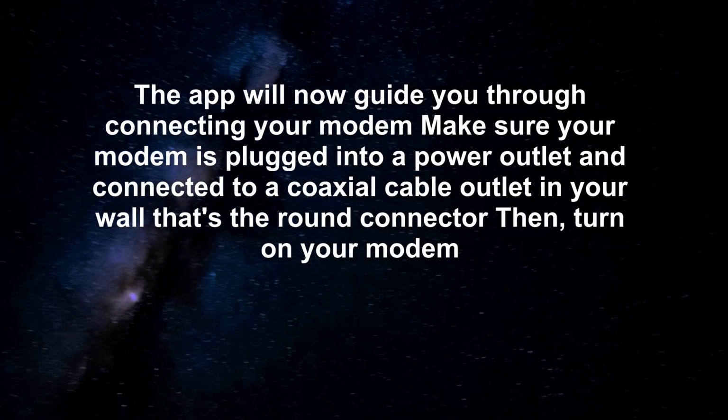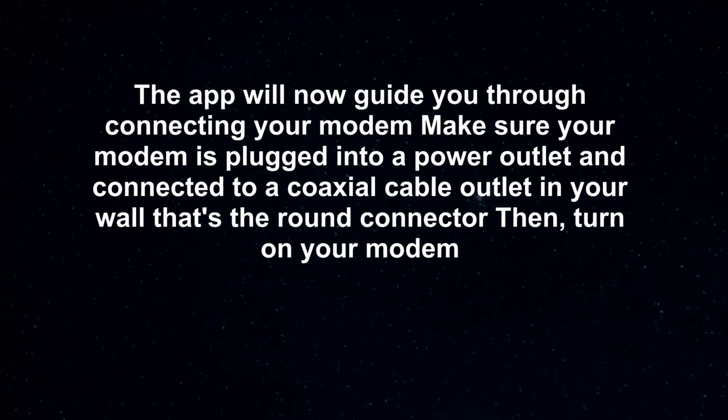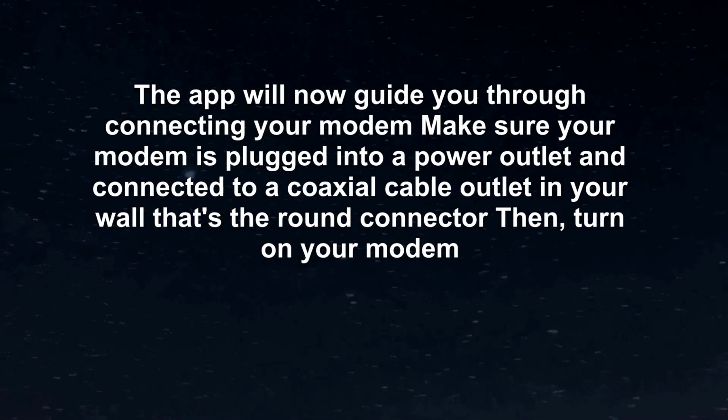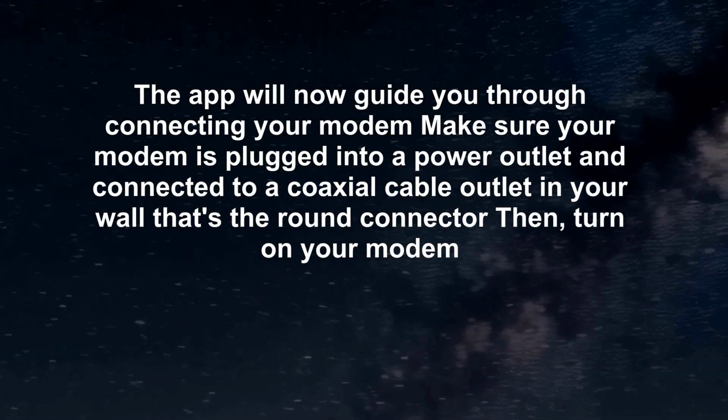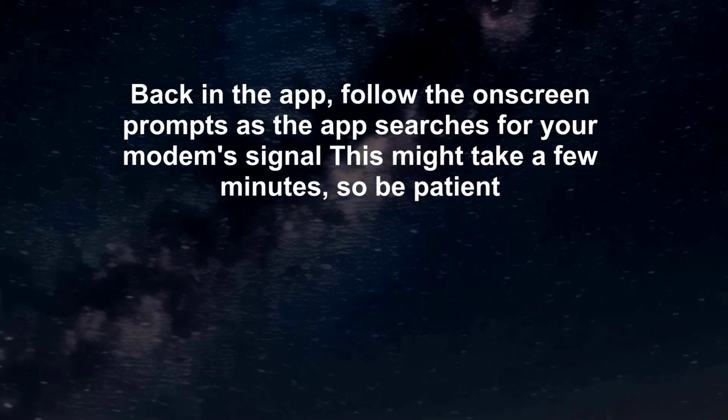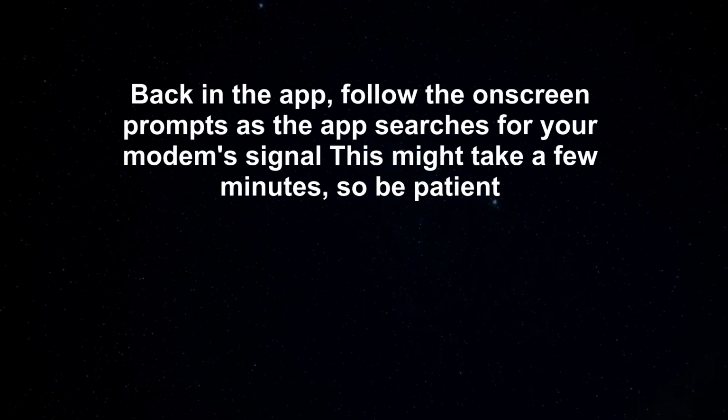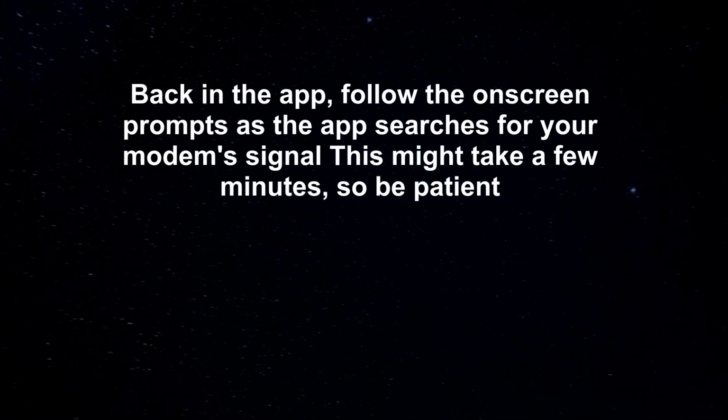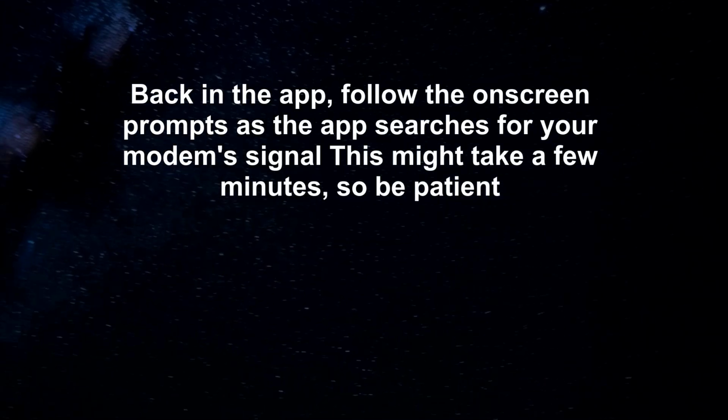Make sure your modem is plugged into a power outlet and connected to a coaxial cable outlet in your wall. That's the round connector. Then, turn on your modem. Back in the app, follow the on-screen prompts as the app searches for your modem signal. This might take a few minutes, so be patient.